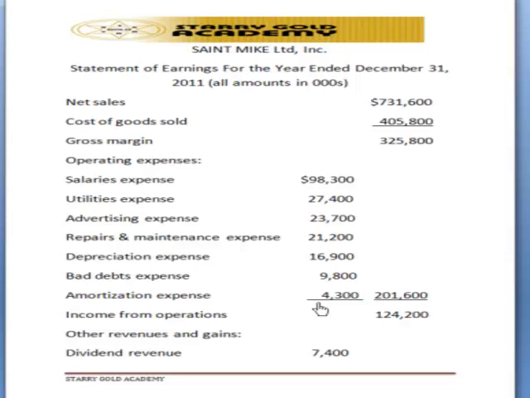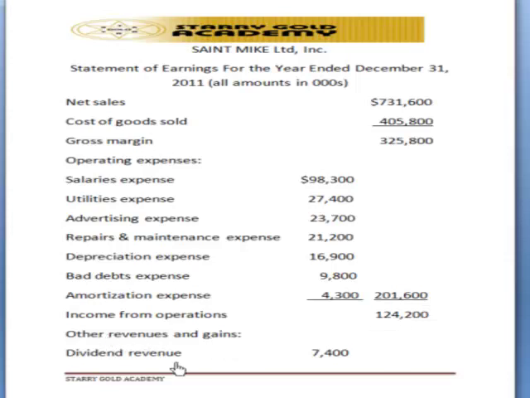These are a statement of earnings for the year ended 31st December. As you can see, the information is highlighted on them. So, the operating expenses side: salary expense, utility, advertising, repairs and maintenance, depreciation expense, bad debt expense, amortization expense. All the expenses sum up to be 201,600. By the time you minus that from the gross profit or gross margin, we're going to have 124,200.